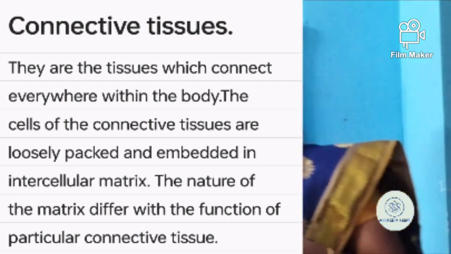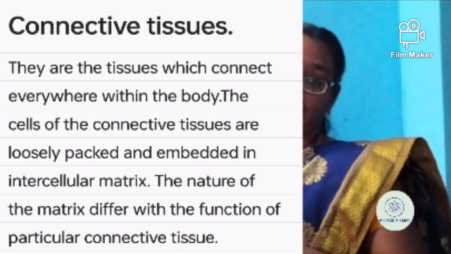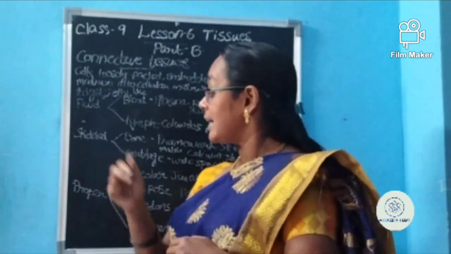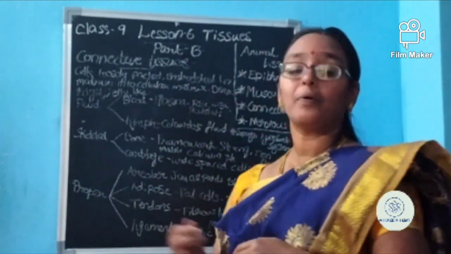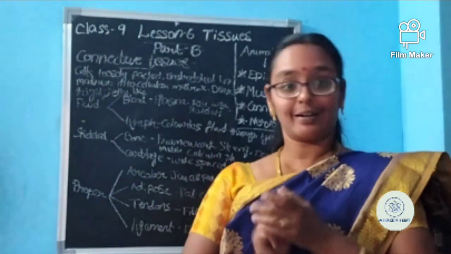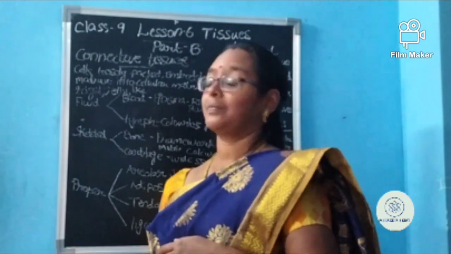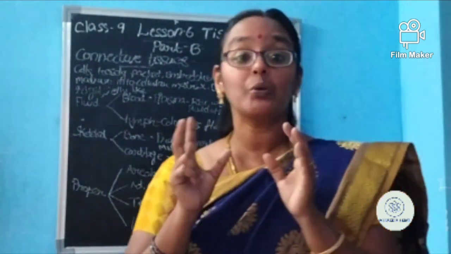Now we are moving to see the different types of connective tissues. First is the fluid one, the second is the skeletal one, and the third is the proper one. First is fluid connective tissue, second is skeletal, and third is proper. The first one we are seeing is fluid.